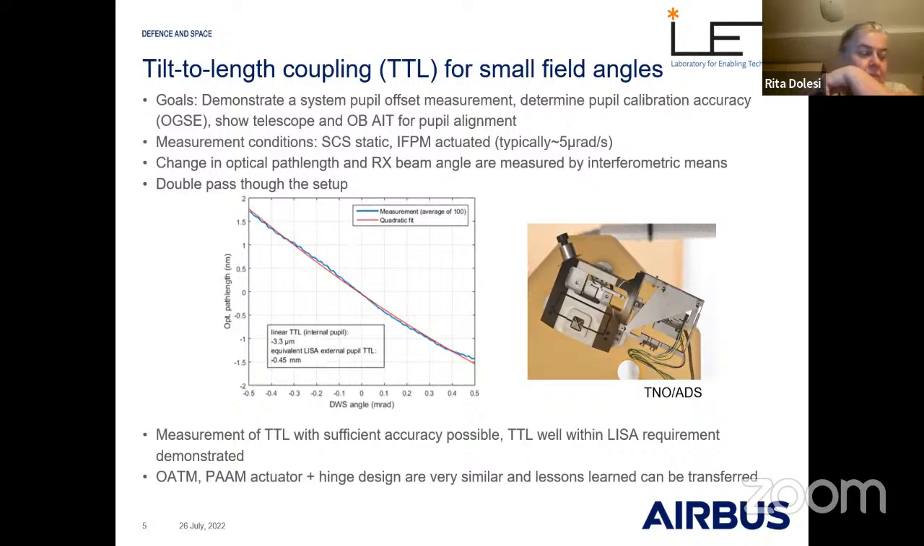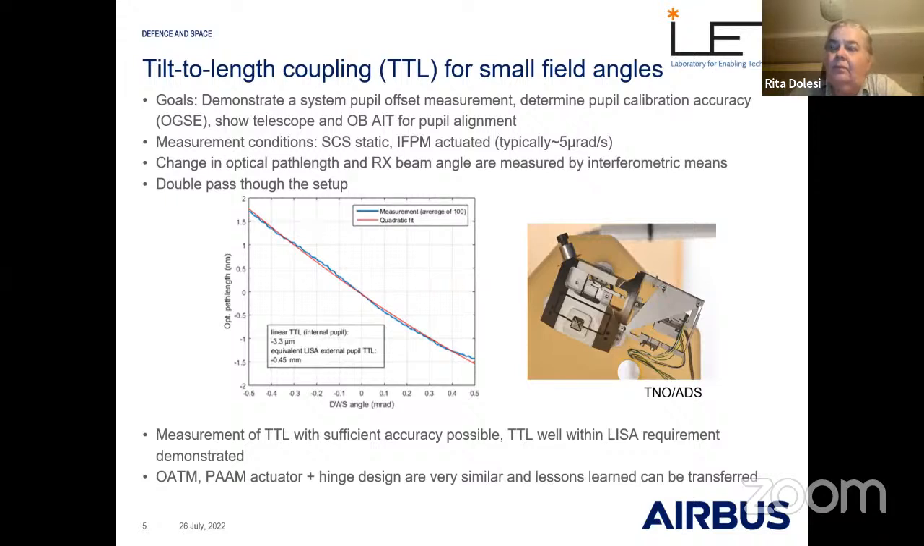The measurement conditions here were that the spacecraft simulator is static, while the in-field pointing mechanism is actuated, and this is happening typically at 5 microradians per second mechanical angle. Now we record the change in path length as well as the angle between the RX beam and the local oscillator beam by means of the quadrant photodiode signals, so differential wavefront sensing, and we perform a double pass through the setup.